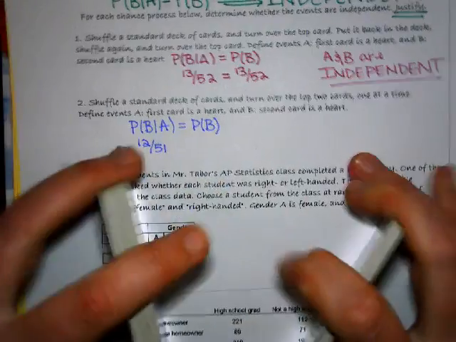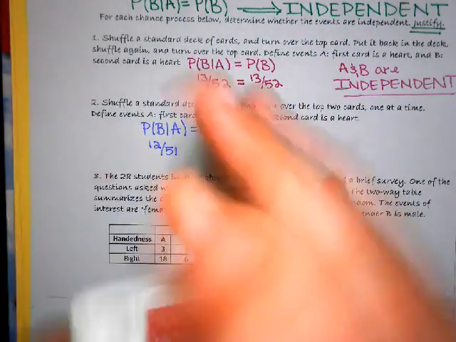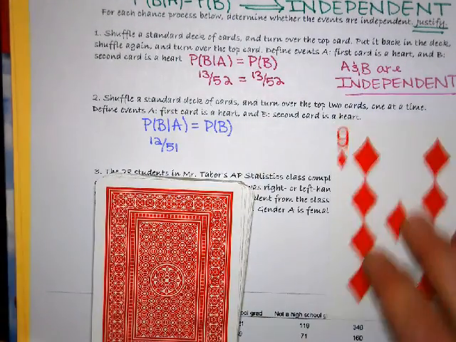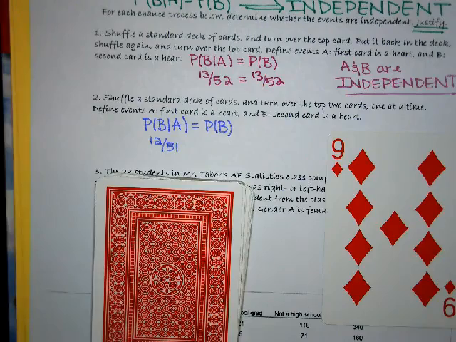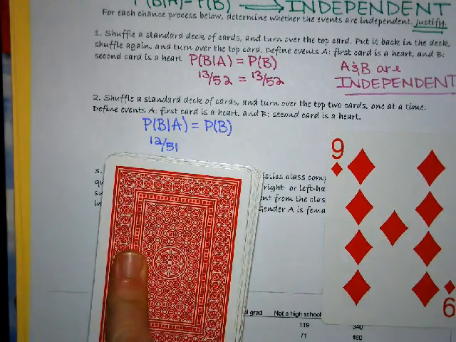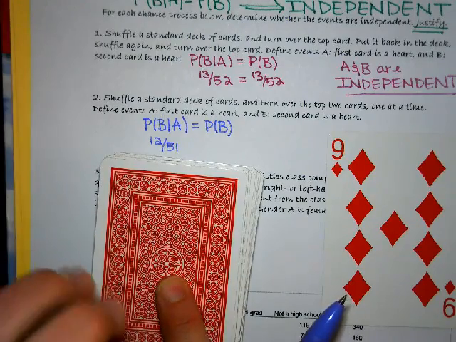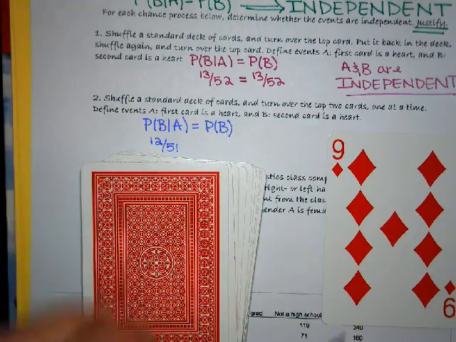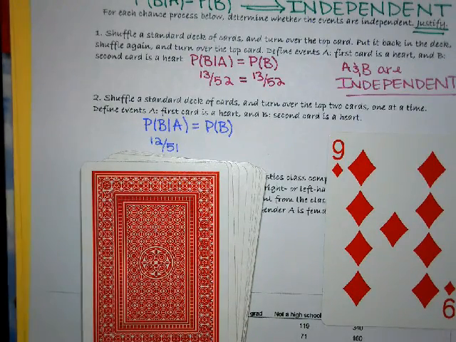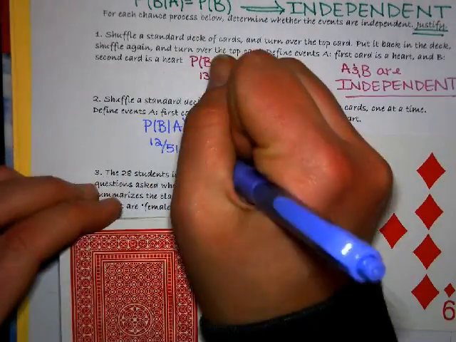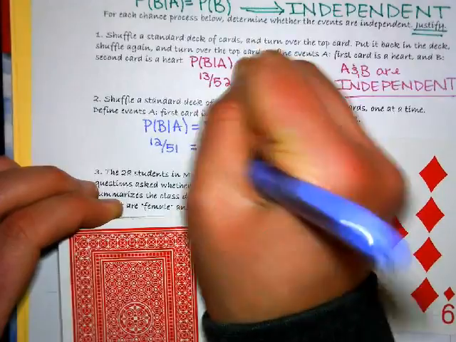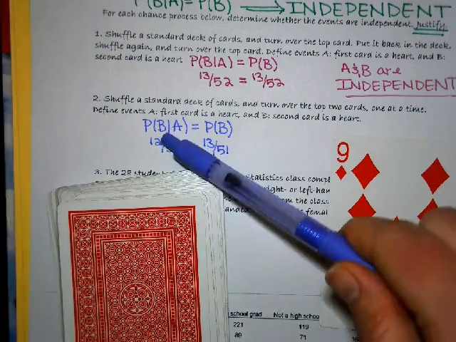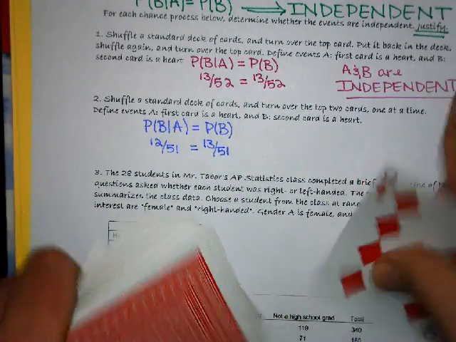All right, we're going to try this again. So I flipped my first card. It's not a heart, so A didn't happen. What's the probability this card's now a heart? How many hearts are in the deck still? Thank you, Emma. 13 out of 51. I still have 13 hearts. I only have 51 cards. So in this case, the probability of B given A is not the same as the probability of B, and A and B are not independent.